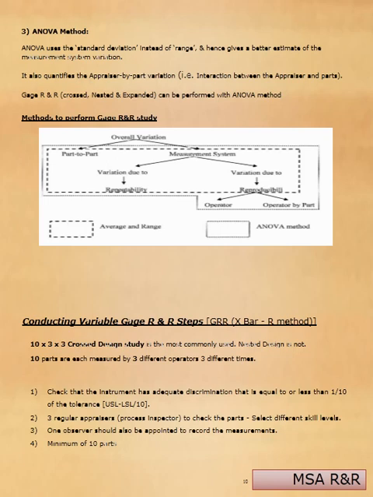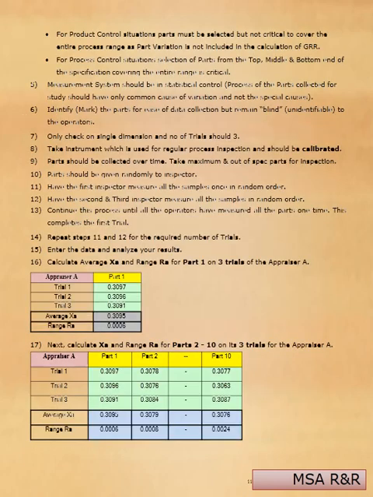Let me start the steps. Check that the instrument has adequate discrimination, that is, equal to or less than 1/10th of the tolerance. Take 3 regular appraisers, process inspectors to check the parts, but select different skill levels. One observer should also be appointed to record the measurements. Take a minimum of 10 parts. For product control situations, parts must be selected, but it is not critical to cover the entire process range, as part variation is not included in the calculation of gauge R&R.